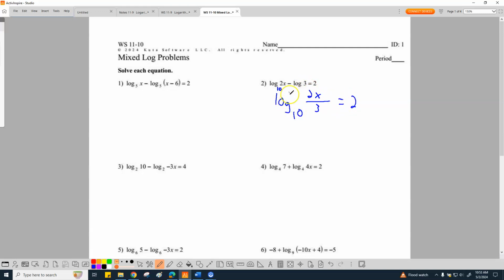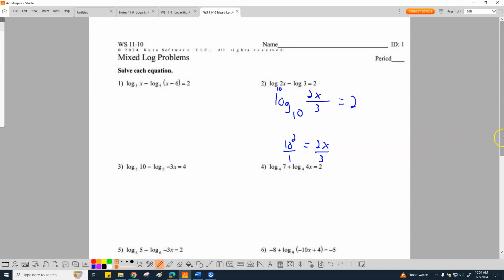Logs are not on both sides. Since log is not on both sides, you have to rearrange. So when you have this, you rearrange. This is 10. The base is 10. The exponent is 2. And then you end up with 2x over 3. And then when you have this, you have to solve using cross multiplication. So that's problem type number 1.